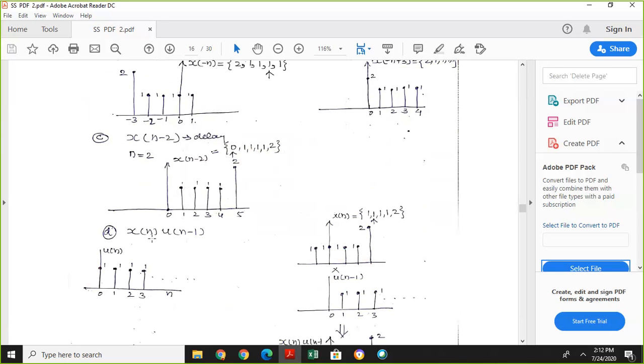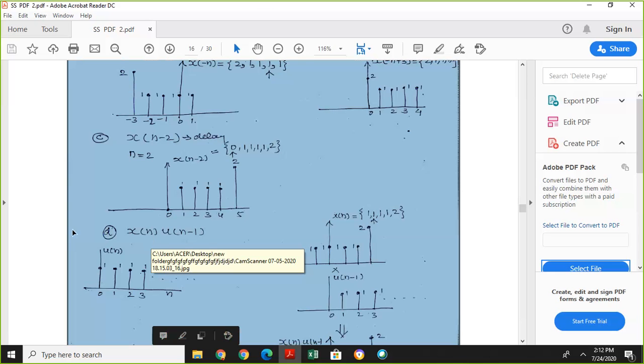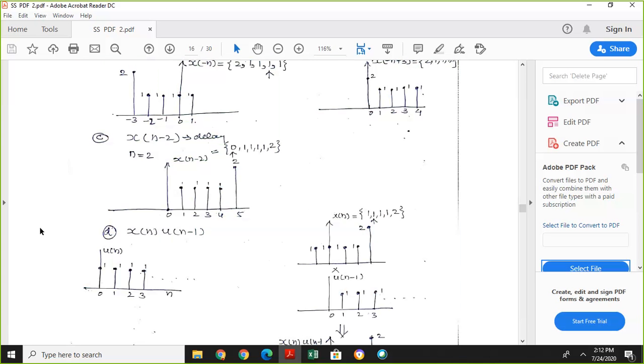Next is to find out x of n multiplied by u of n minus 1. X of n is given to you, then first calculate or draw u of n minus 1.